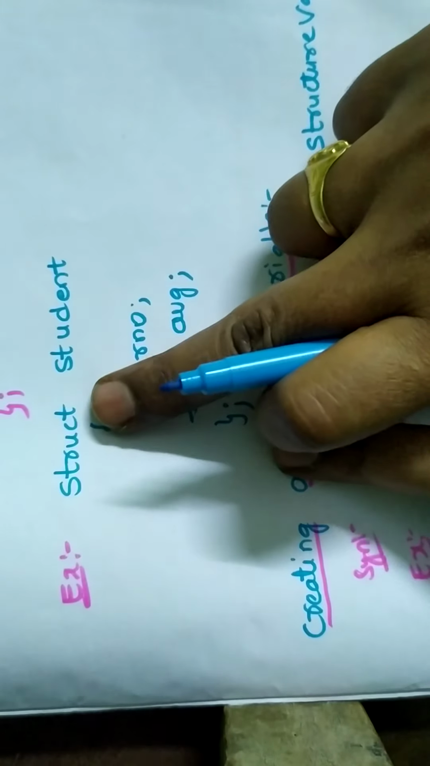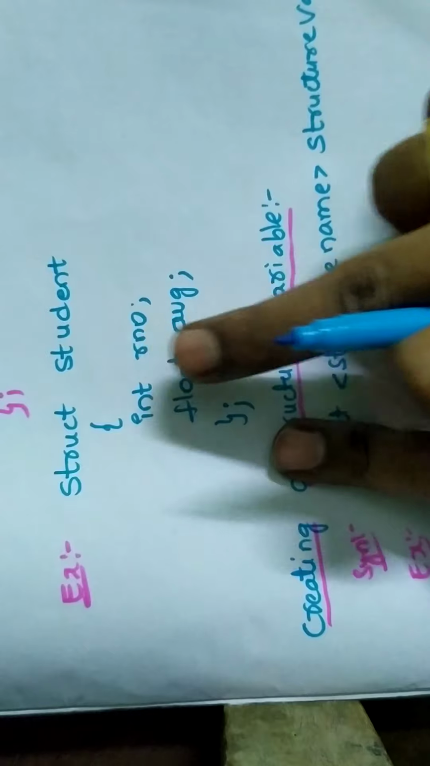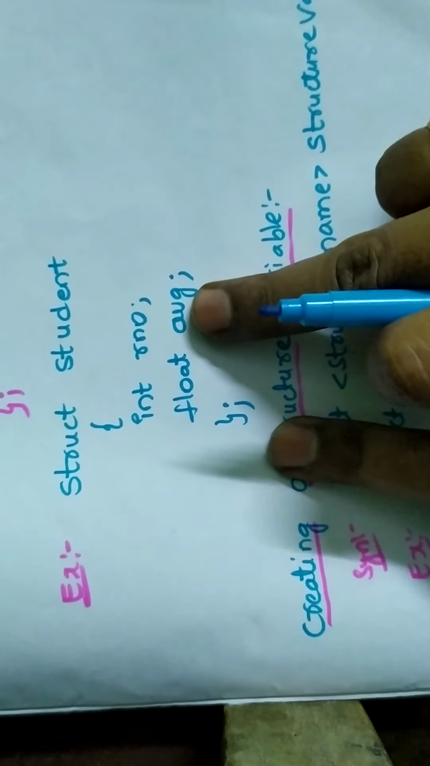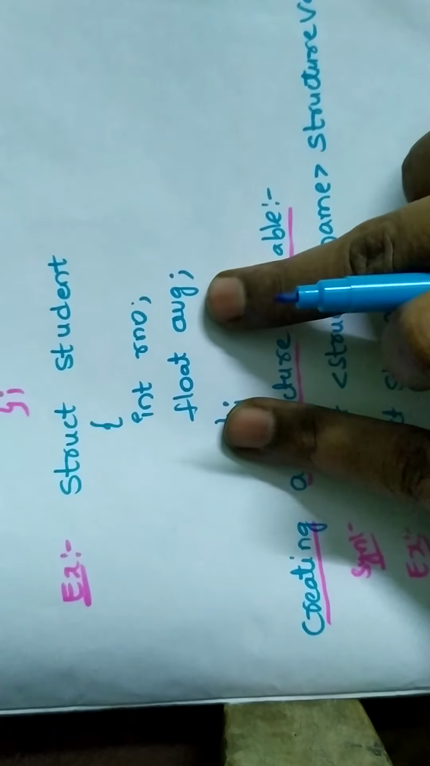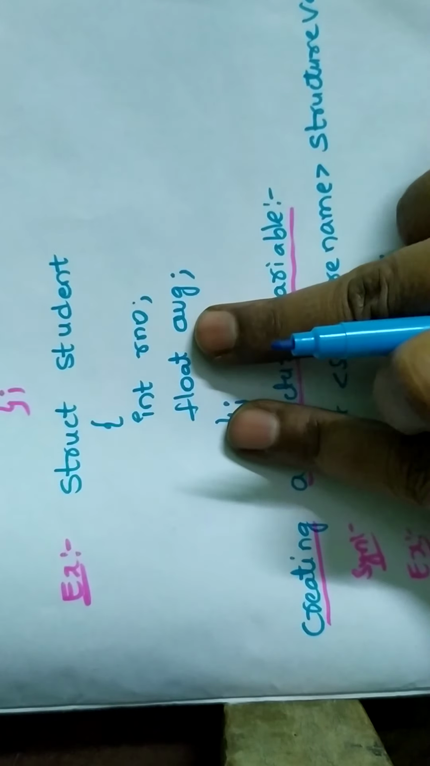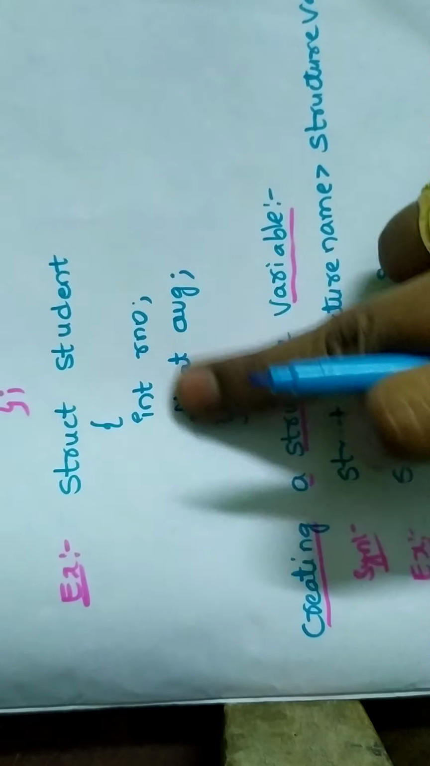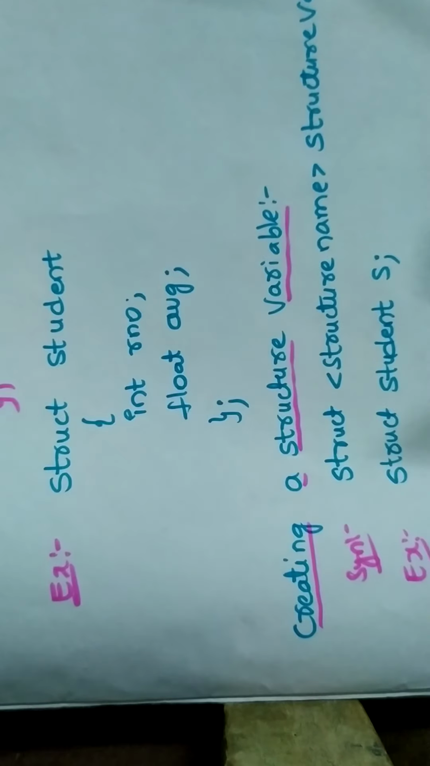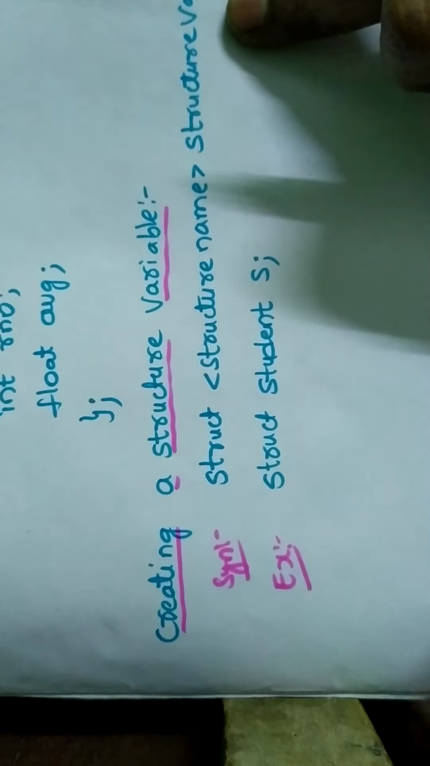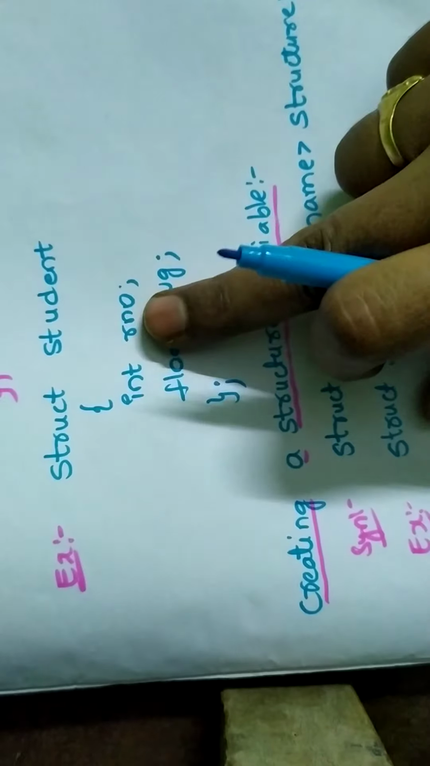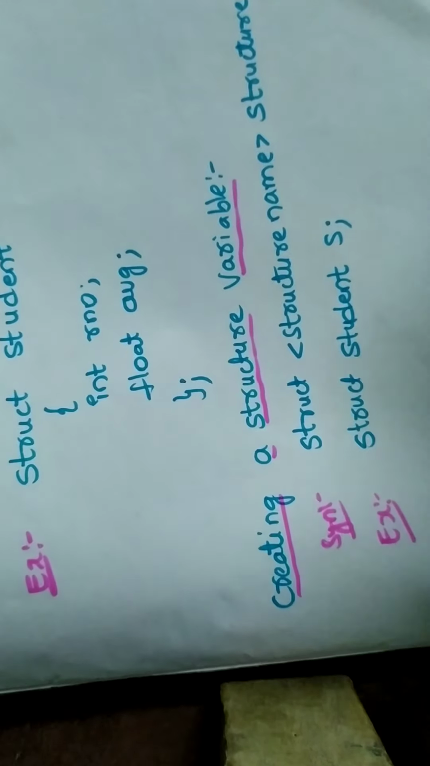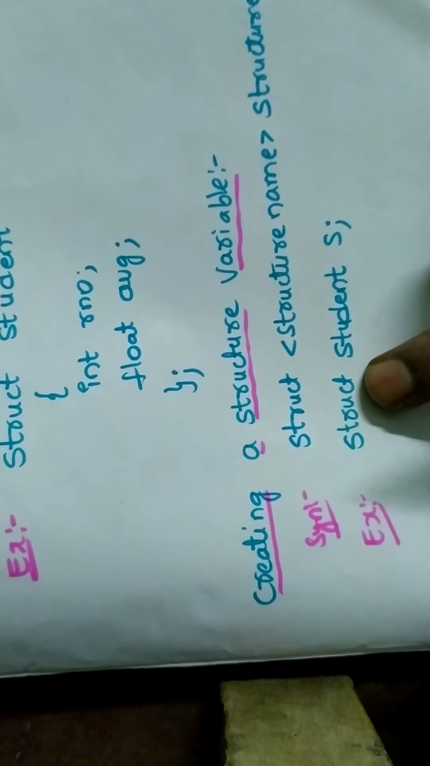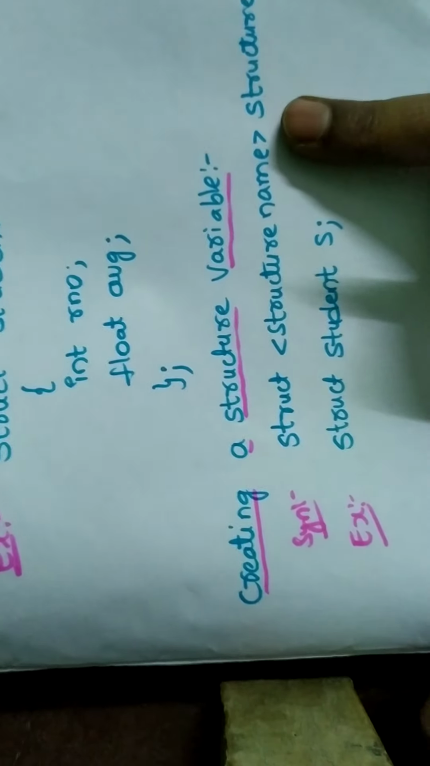In this example there are two variables, roll number and average. We know roll number is integer data type, it occupies 2 bytes, and average is float data type, it occupies 4 bytes, but they will not occupy memory immediately. Only when we create a structure variable will some memory be occupied for the variables. So for allocating memory, we create structure variables.